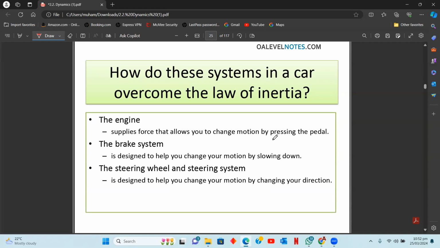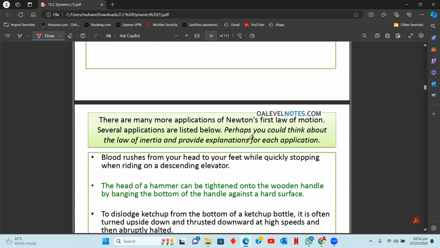Now once the car is moving, it's because of its inertia. How do you overcome it? You apply the brakes. If the car is moving in a straight line because of inertia, how do you change direction? Because of the steering wheel. So these systems of the car overcome the law of inertia and let the car move. All right.